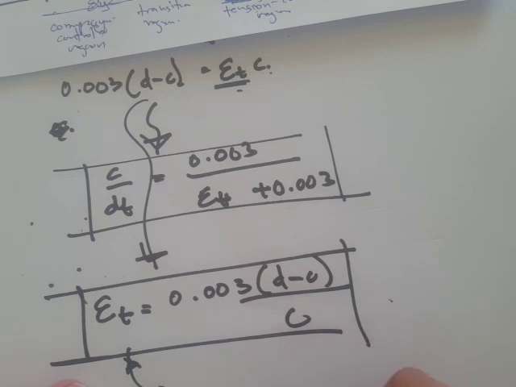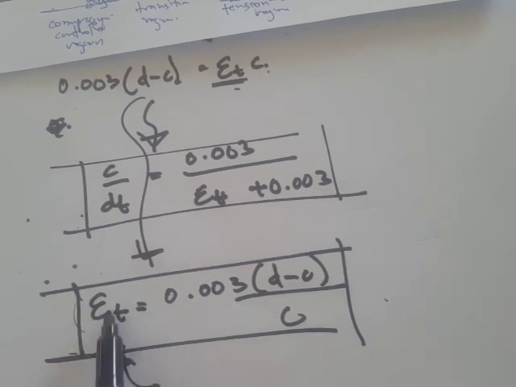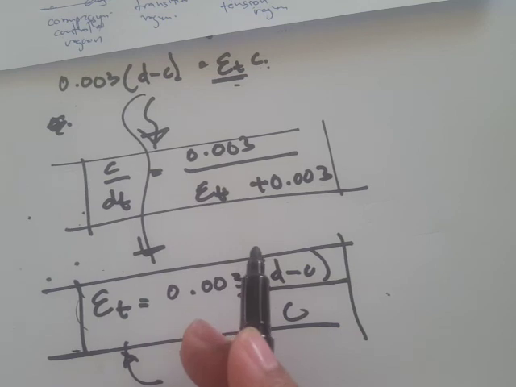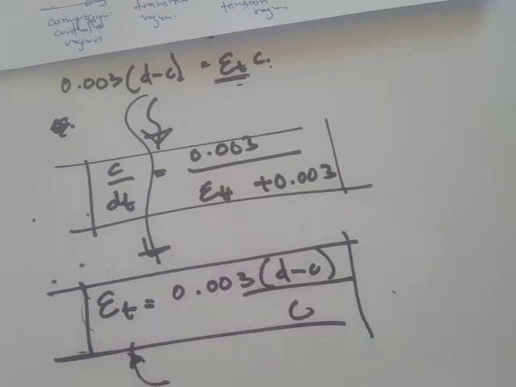So for the strain, how do we determine the strength reduction factor? We have to solve for this strain value in the extreme tension steel. Once we determine the strain in the steel reinforcement, then we can determine if it's in tension control or compression control, and then we can determine our strength reduction factor.